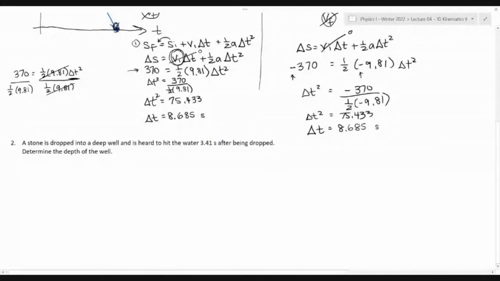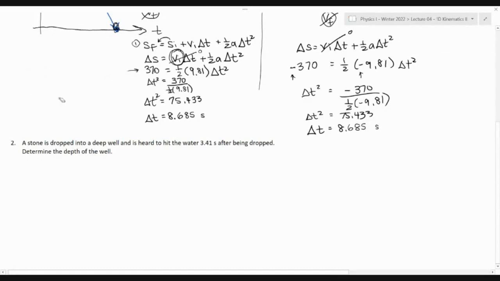And so now I have delta t squared is equal to 370 divided by 1/2 times 9.81. Do you see why it should be on top? Yeah, you just did it the other way. I thought you did 370 divided by 370. No, you want delta t squared by itself, so that means you need to get rid of the 1/2 times 9.81. Okay, all right, thank you.